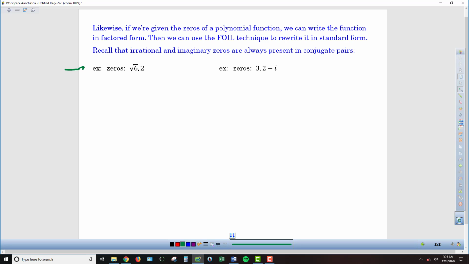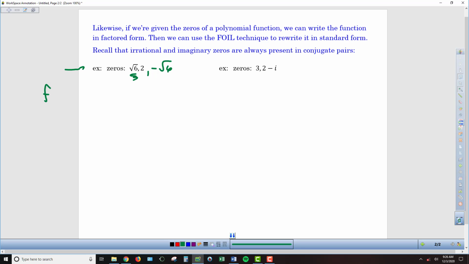So recall that whenever we have an irrational zero, so something like this root 6, they always come in conjugate pairs, plus minus pairs, so that means negative root 6 is also going to be a zero of this polynomial function. It's just the nature of these types of zeros. They always come in these opposite plus minus pairs.